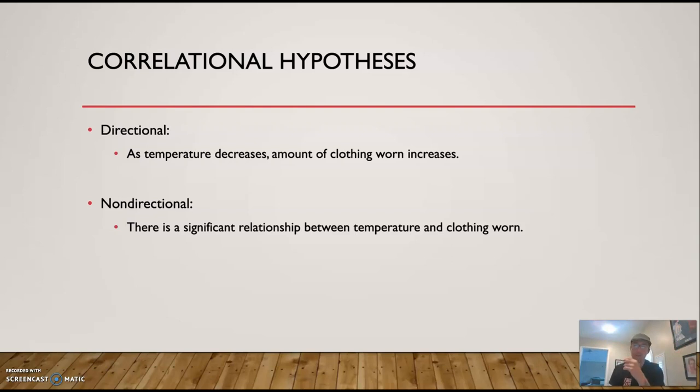All right. Directional versus non-directional. There's not really a superior one, by the way. You can use either one. It's up to you. A lot of it has to do with what the prior research says. So if prior research has given you the reason to believe there is a good directional hypothesis, then use it. If this is new, exploratory research, you could say, I don't really know, so we're just going to say there is something going on. I don't know what the relationship looks like, but there's something going on. Okay. So correlational hypotheses.